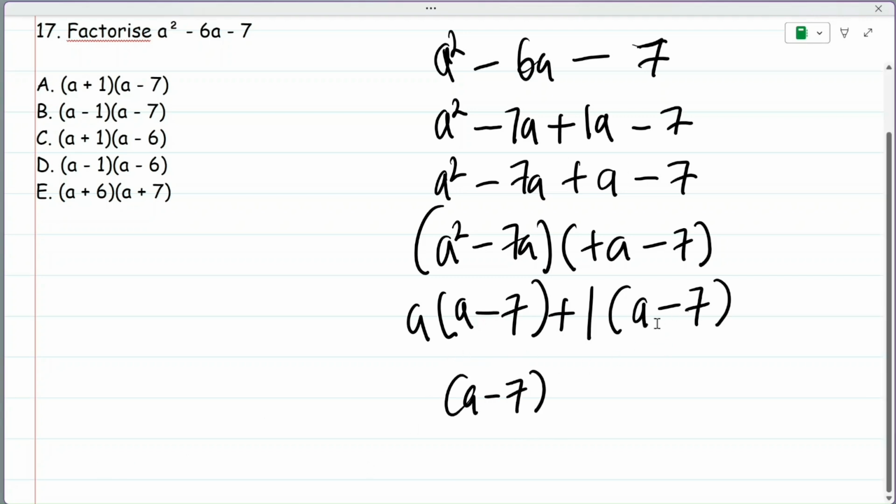You've picked one of them. You're left with what is outside the bracket, which is a and plus 1. You put them in one bracket, a plus 1. So your answer is a minus 7, a plus 1.